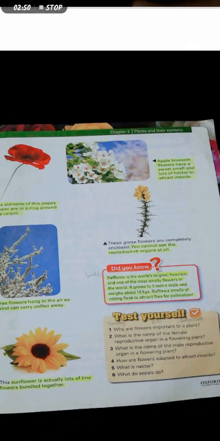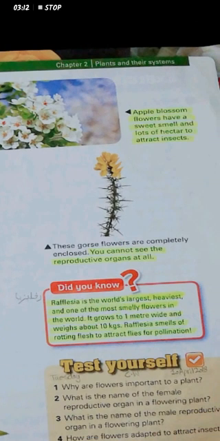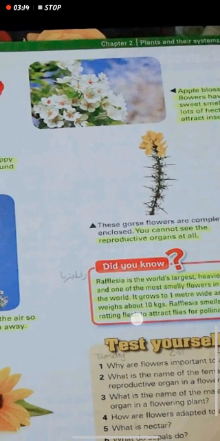These are a few kinds of flowers that are present throughout the world. The stamens of this poppy flower are in a ring around the carpels. Apple blossom flowers have a sweet smell and a lot of nectar to attract the insects. These gorse flowers are completely enclosed. You cannot see the reproductive organs at all in these flowers.